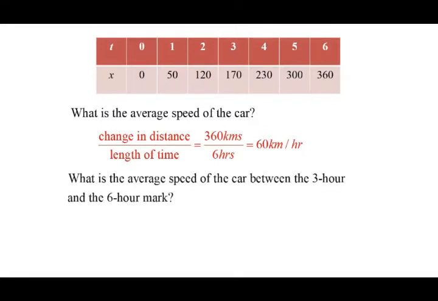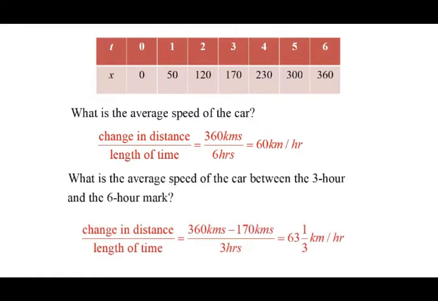So what is the average speed of the car between the 3 hour and the 6 hour mark? How are we going to do that? We're going to divide the change in distance by the length of time. So that's 63 and 1/3 kilometers per hour.